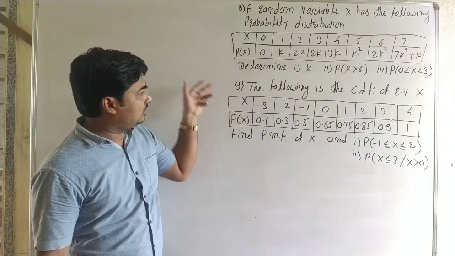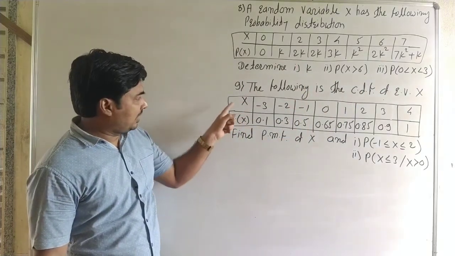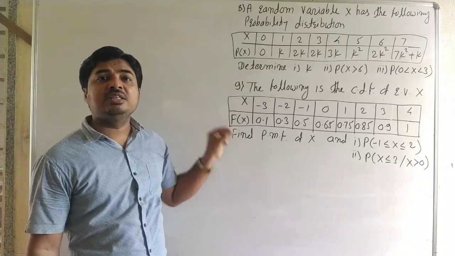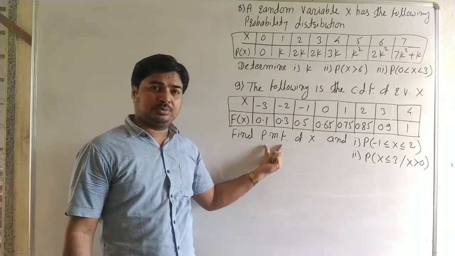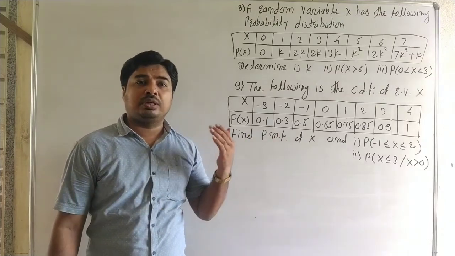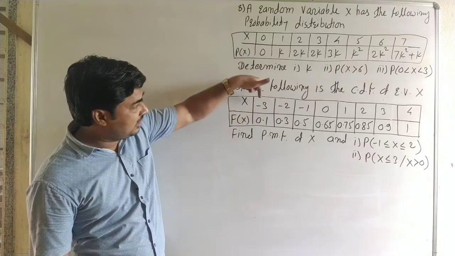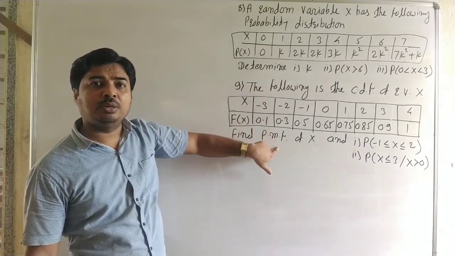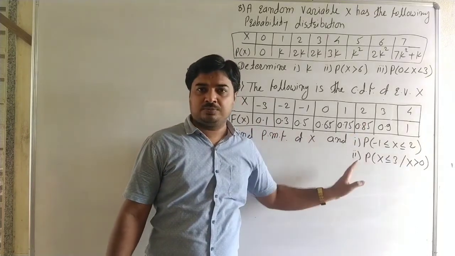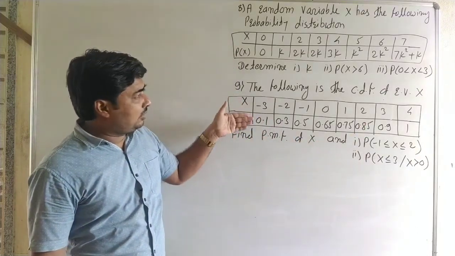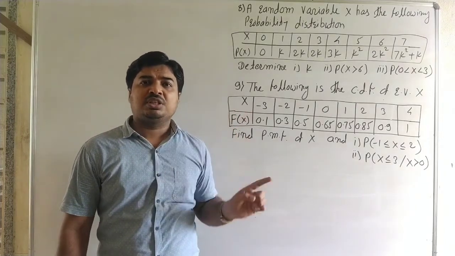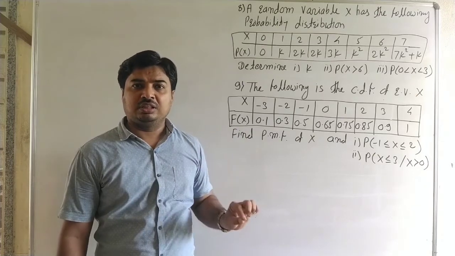Now we solve example number 9. Here a cumulative distribution function is given, the CDF, and we want to find the PMF. In the last lecture the PMF was given and we wanted to find the CDF, but here the CDF is given. First we find the PMF, and then from the PMF we solve these two questions. The concept of the CDF is in our lecture number 3, so first watch lecture number 3 of this chapter carefully.